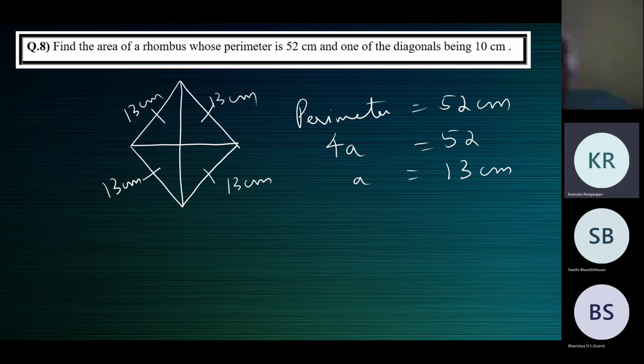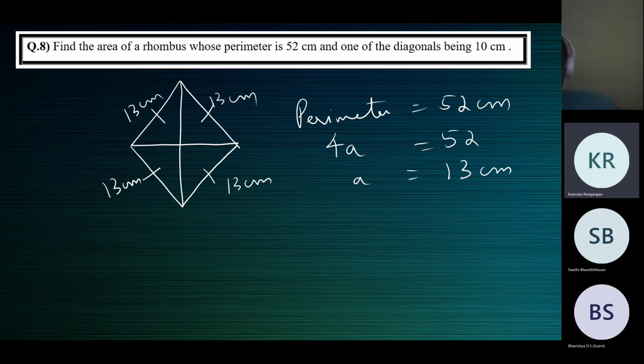I'll write the properties later. When you're working the answer, I'll write the properties for you. You can take it down. In a rhombus, all sides are equal. Diagonals are unequal. Diagonals bisect each other at right angles.